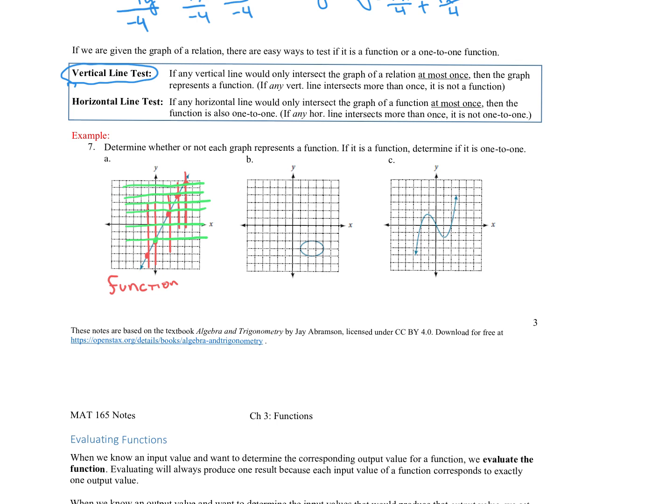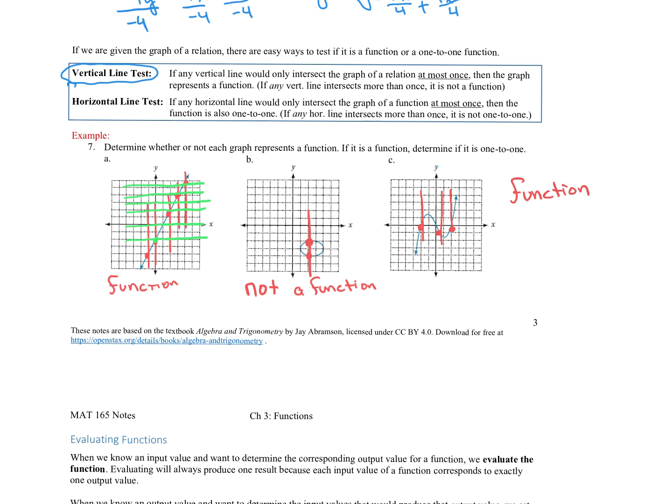Taking a look at letter B, let's first use the vertical line test. My first vertical line I draw touches our graph in two places. Therefore, this is not a function. Moving on to letter C, when we draw horizontal lines through this graph, the horizontal lines touch the graph in no more than one spot. So this is a function.